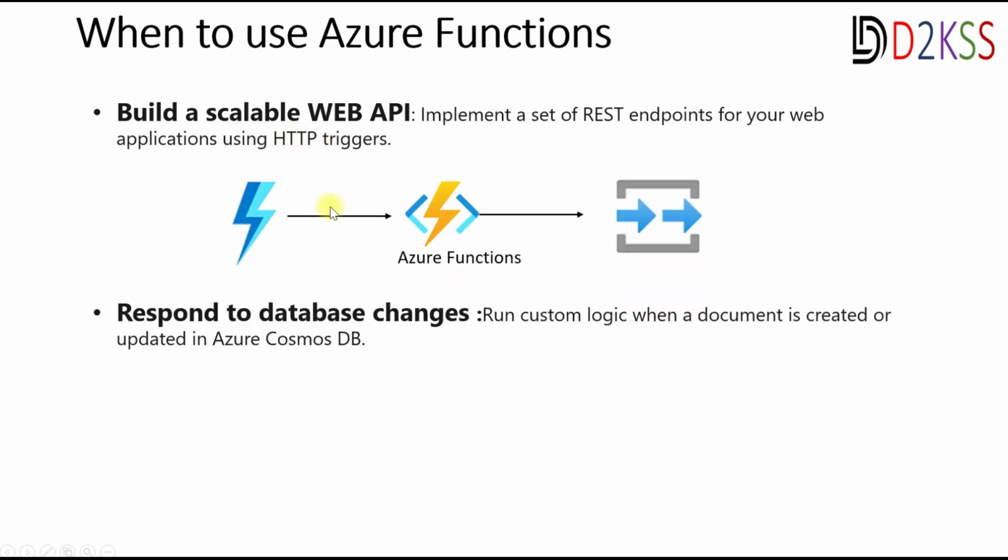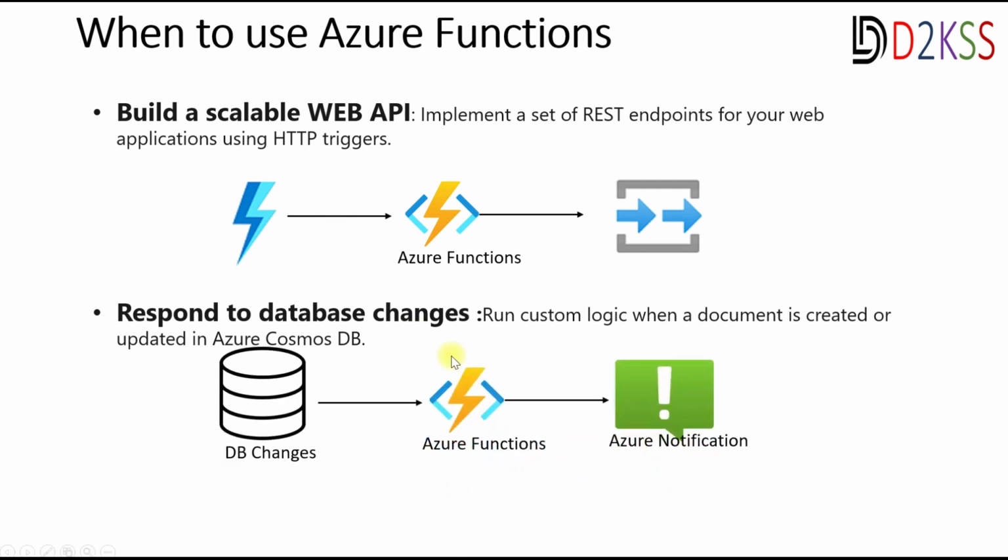And one more scenario is responding to database changes. For example, you are using Azure Cosmos DB and some database changes are happening. Whatever database changes or state updates happen in that database, it has to notify the concerned users that this particular data was modified or updated by a particular user. For that scenario also you can use Azure Functions.